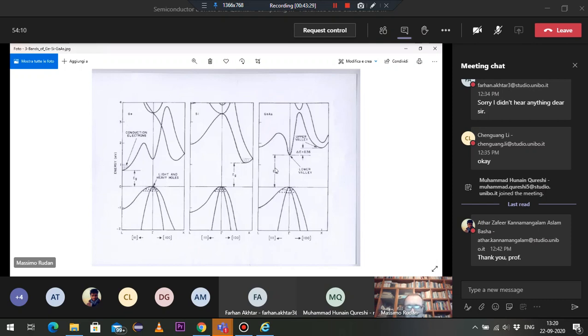This is the reason for which lasers made of semiconductors are manufactured using gallium arsenide, because gallium arsenide is a direct semiconductor. So you can easily manufacture a laser, a solid-state laser, using gallium arsenide. You cannot do it using silicon or germanium. Okay.